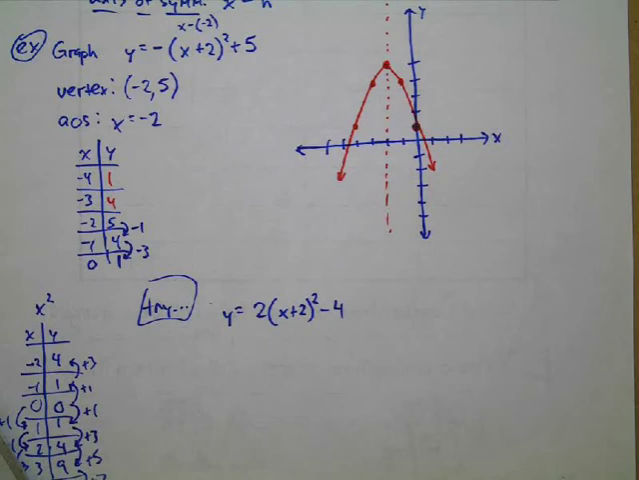Can I go a little bit back? So, yeah. Any question? Correct. -2, -4 is your vertex.